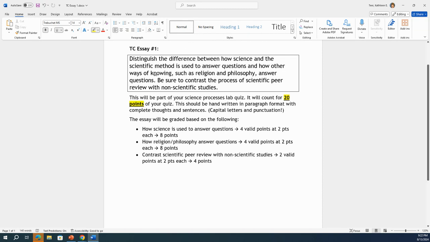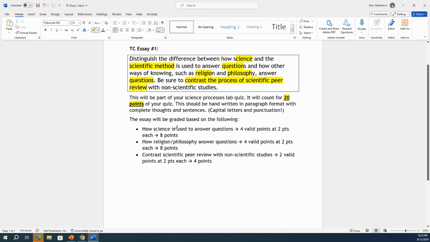Okay, so there's kind of a couple of different parts, and I've broken it down for you. So you're going to distinguish the difference between how science and the scientific method are used to answer questions, and how other ways of knowing, like religion and philosophy, answer questions. Okay. The next part is contrast scientific peer review with those that are not scientific. Okay, so what I've done down here is I've broken down the point values. So when Miss Petty and I grade your essays, this is what we're going to be looking for.